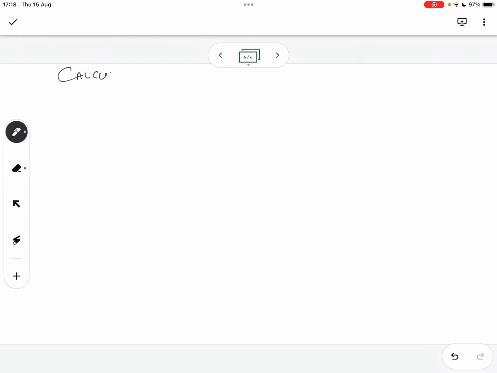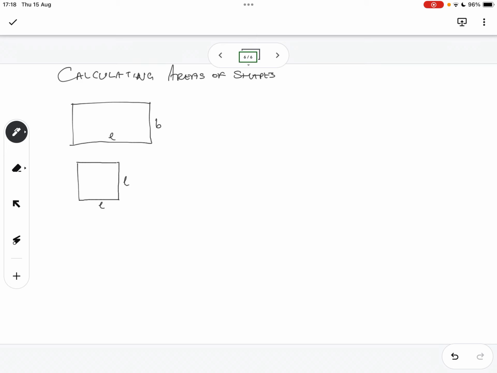area of a rectangle equals length times breadth. Okay. Area of a square equals length times length. Squared. Remember, areas are squared.